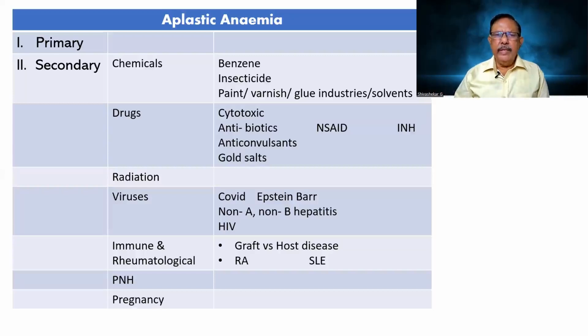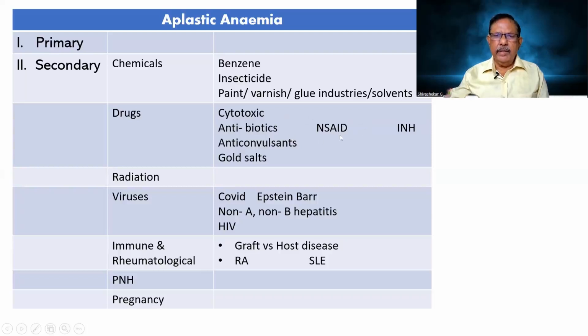Aplastic anemia, basically the classification of it can be primary. Most of the disorders you find that there will be primary, which means the cause is known. Secondary or primary can be basically a stem cell disorder also. Secondary, it can be because of chemicals such as benzene, insecticide, paint, varnishes, glue, or solvents. Drugs, cytotoxic drugs, obviously, they will be causing suppression of the bone marrow.